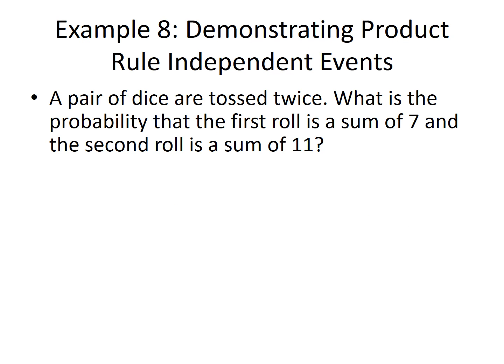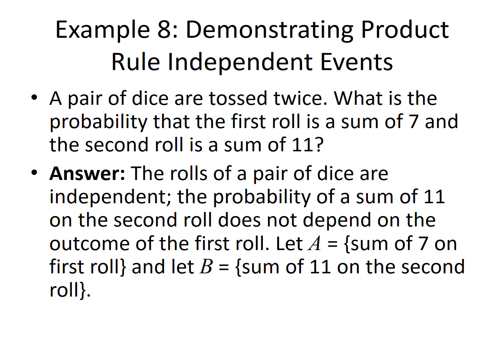Here's an example demonstrating the product rule for independent events. A pair of dice are tossed twice. What is the probability that the first roll is a sum of 7 and the second roll is a sum of 11? The rolls of a pair of dice are independent. The probability of a sum of 11 on the second roll does not depend on the outcome of the first roll. So let's let A equal the sum of 7 on the first roll, and let's let B equal the sum of 11 on the second roll.